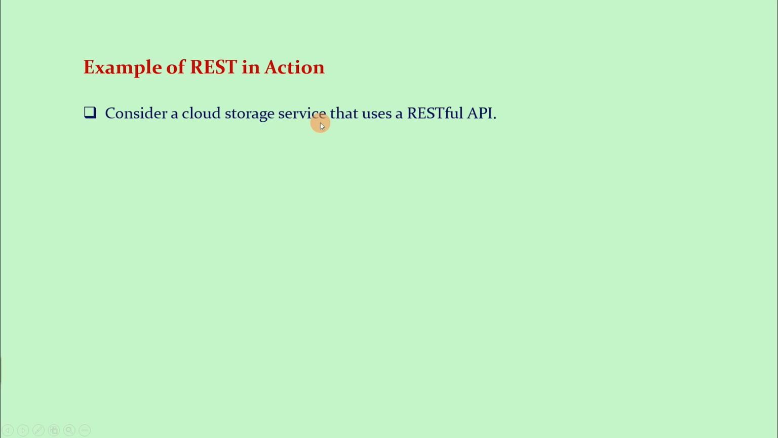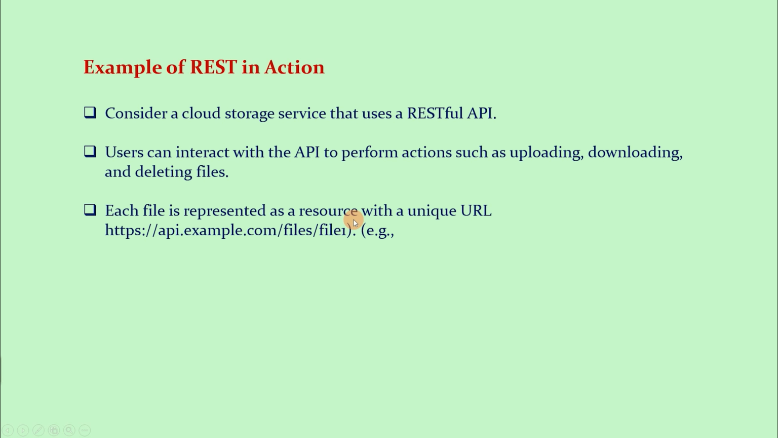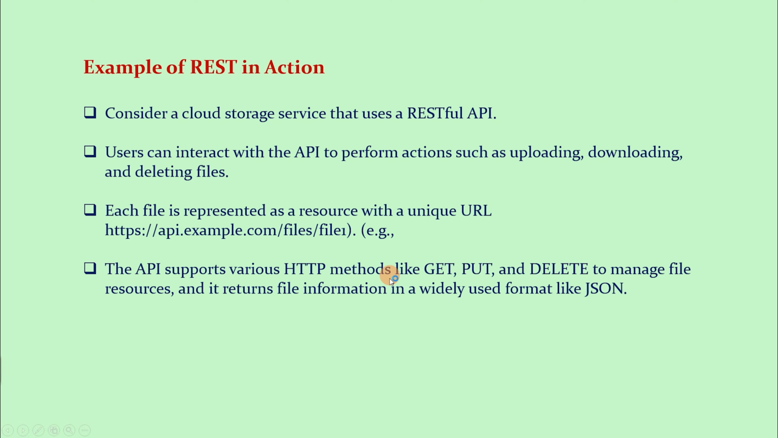Now example of REST in action. Consider a cloud service that uses a RESTful API. Users can interact with the API to perform actions such as uploading, downloading, and deleting files. Each file is represented as a resource with a unique URL. For example, you can see here https://api.example.com/files/file1. So this is the complete URL for file 1. The API supports various HTTP methods like GET, PUT, and DELETE to manage file resources, and it returns file information in a widely used format like JSON.